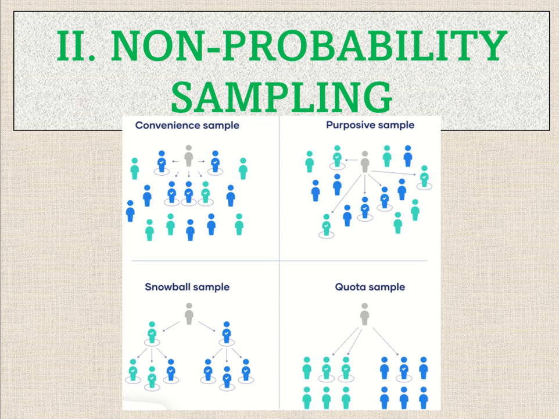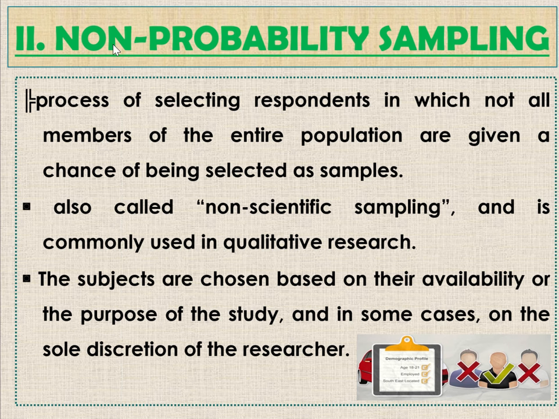Moving on to the next major type of sampling, non-probability sampling. So we're done with probability. Next na natin is non-probability. It is a process of selecting respondents in which not all members of the entire population are given a chance of being selected as samples. So dito sa non-probability, hindi lahat ay mabibigyan ng tsansa na maging sample or maging part of the sample.